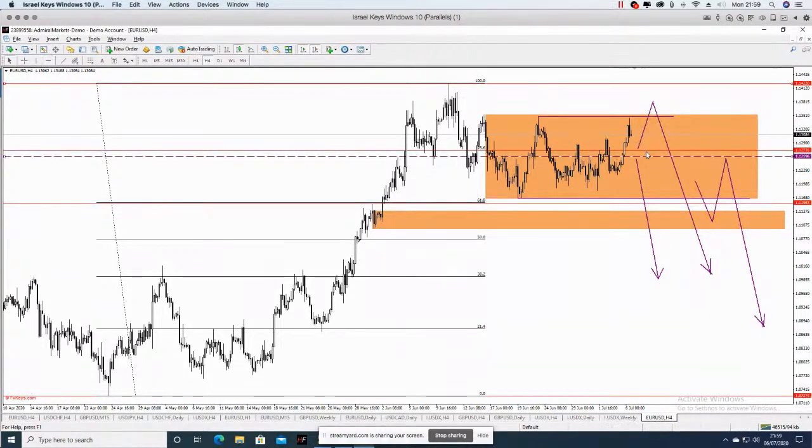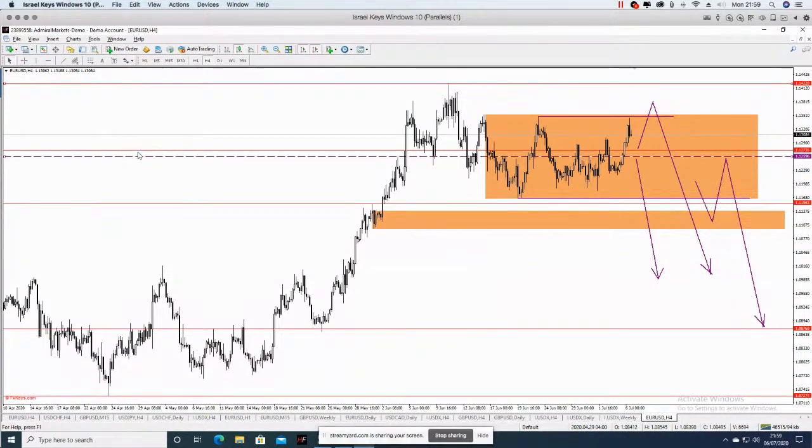Very near the center of this range here is the 78.6 level. That is interesting to me. These are the ways you begin to stack ideas that give you a high percentage prediction of what you're going to see.